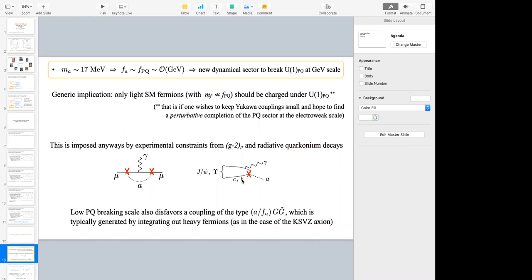But of course, from a UV point of view, we may find writing down the EFT in the mass basis a bit weird, but I think generically it's safe if you're okay with writing down this operator this way.